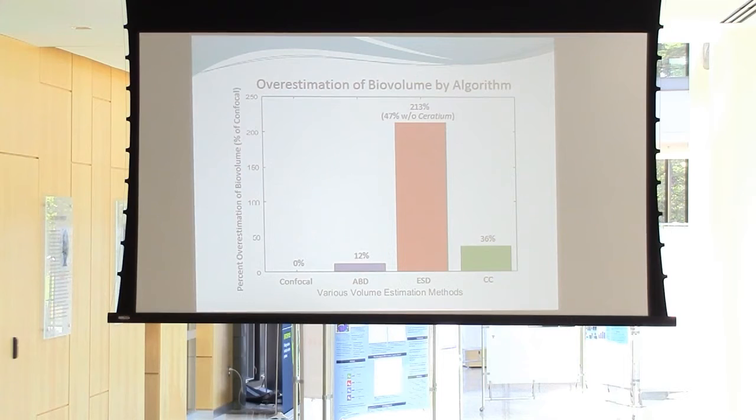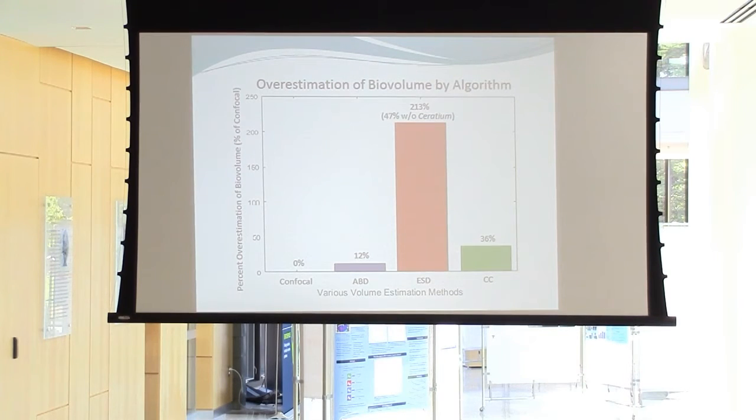Now, if you look at the ABD and the concentric cylinder one, you'll see that those are both around 12 to 36%, and that was on the low end of the geometric methods where they use the shapes. But if you look at the ESD, you'll see that with the Serratium, it's 213% overestimation on average. Even if you remove that, it's 47%, which goes to show you just how inaccurate that is and how variable that method is. I would recommend not using that method.